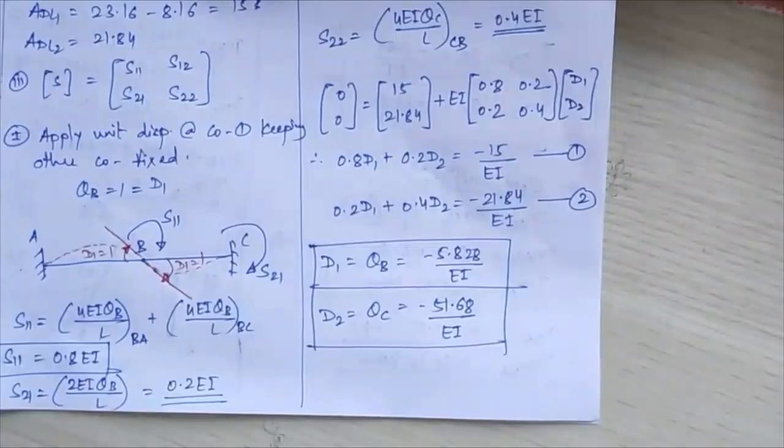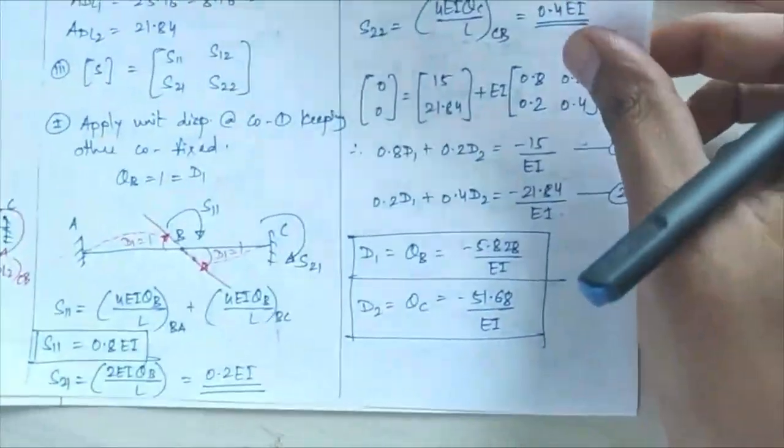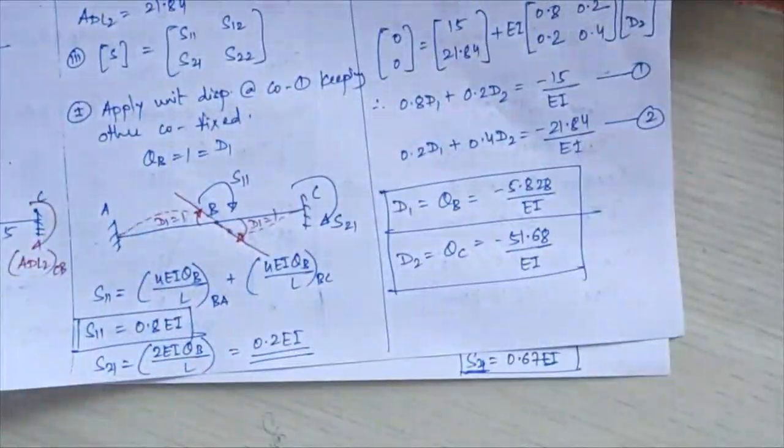So this gives me the value of my basic redundant values, or basic unknown values, over here. Now we'll try to calculate the support moments from this. For the support moments, the next step is to write the slope deflection equations.